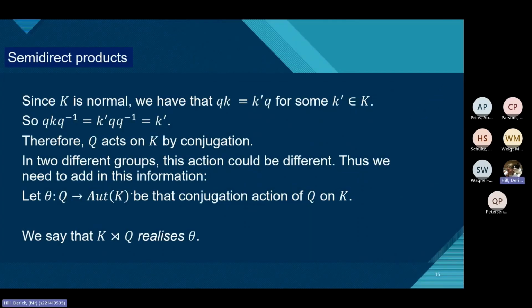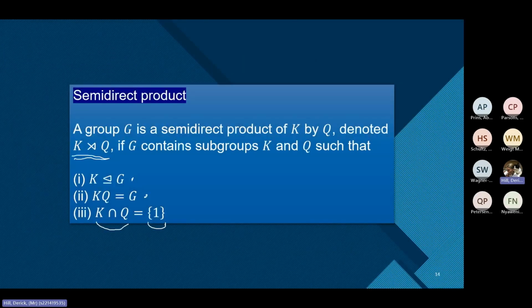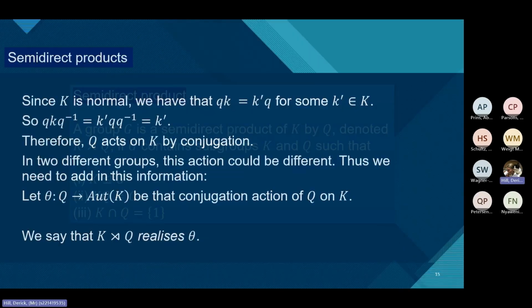One more note on semi-direct products. Since K is normal in G, we have that qk has to equal k'q for some k' in K, and k in K and q in Q. So if we have qkq^-1, we can replace this qk with k'q, and then q q^-1 falls away as it's the identity, and we get k'. Therefore, we can say Q acts on K by conjugation.